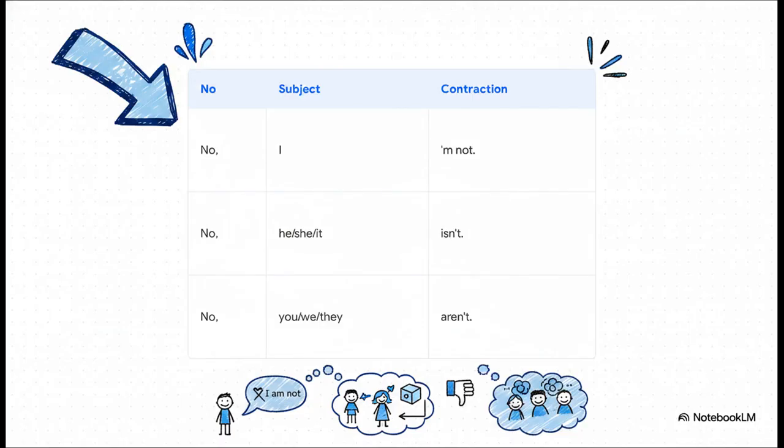All right, section 5, short negative answers. Fantastic! Let's keep this momentum going. We learned how to say yes. Now we need the exact blueprint for how to properly say no. Now, unlike the affirmative answers where we absolutely couldn't abbreviate, for negative answers, we actually prefer to use contractions. You start with no, then your subject, and then the contracted negative verb. So for I, we say no, I'm not. For he, she, it, we use isn't, like no, she isn't. And for you, we, they, we use aren't, like no, they aren't. Doing this just makes your speech sound so much more natural and fluid.